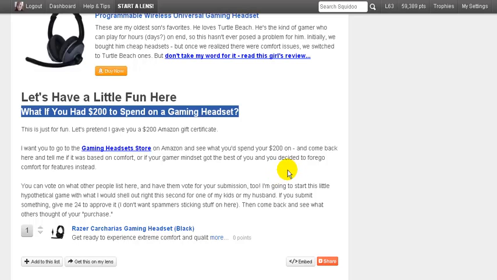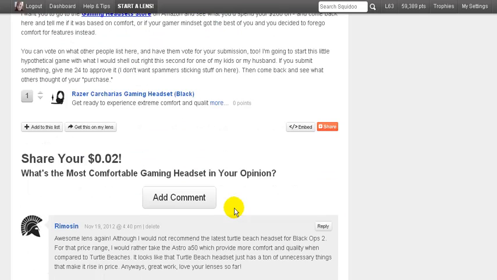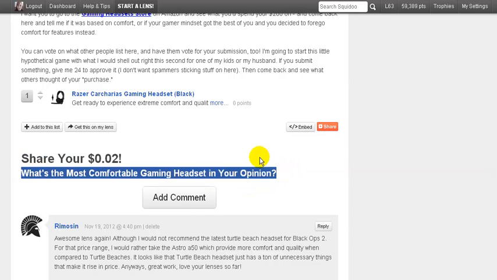Okay, so this is one of those, I think it's a poll or something. I don't remember what module this is exactly, but it's one of those where I'm sending them to the Amazon store and having them vote on something that they would like or whatever if they used it. And then same thing here on the guest book. I did use "share your 2 cents," but I used the keyword phrase, what's the most comfortable gaming headset in your opinion?